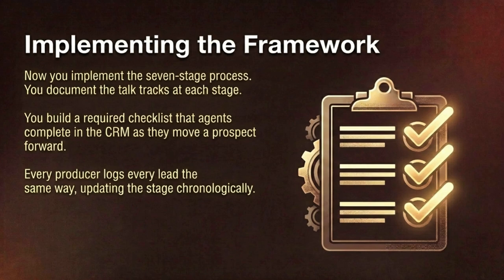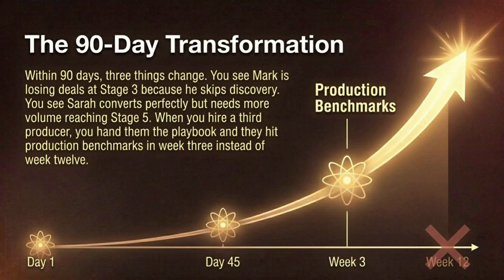Now you implement the 7-stage process. You document the talk tracks at each stage. You build a checklist agents complete in the CRM as they move a prospect from stage to stage. You require every producer to log every lead the same way and update the stage every time the prospect moves. Within 90 days, 3 things change.